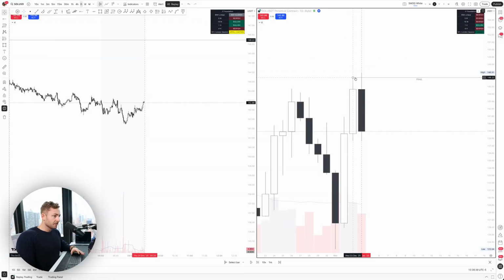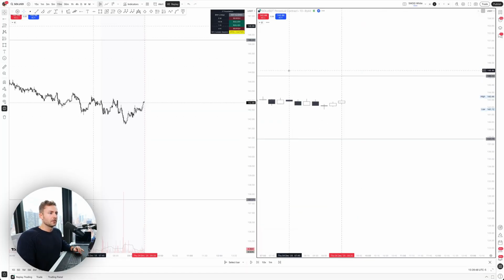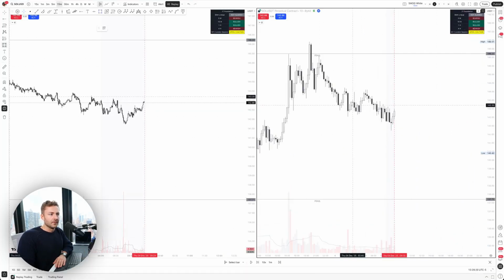Okay, so now let's look at an example of a different day, and we're going to go through it a little bit quicker. So I start on my daily. I set my previous day high, previous day low value, go down to my 15-minute. I'm identifying my fair value gaps here.